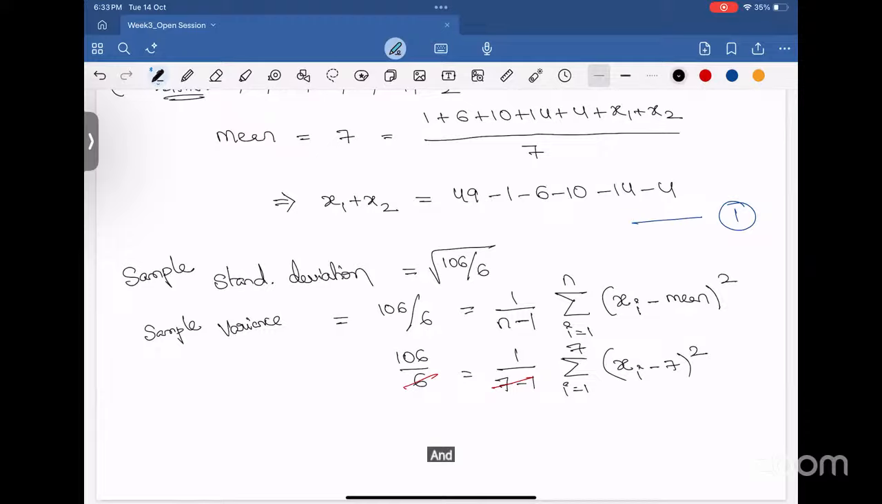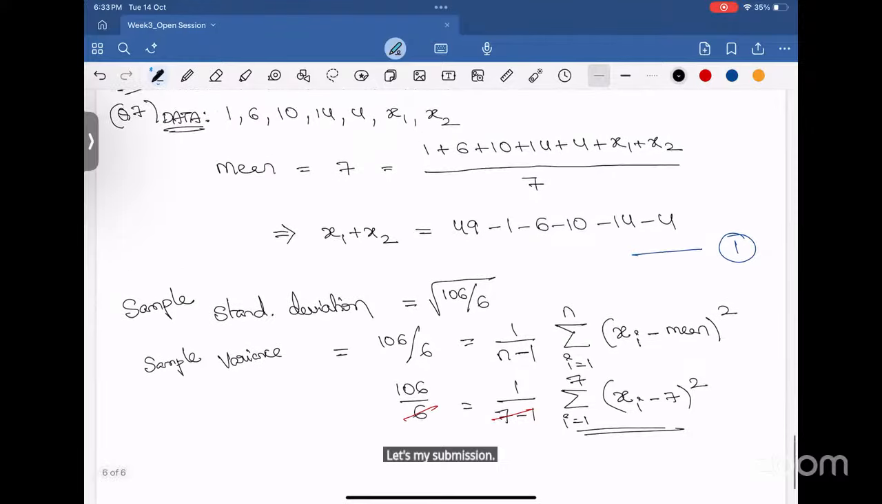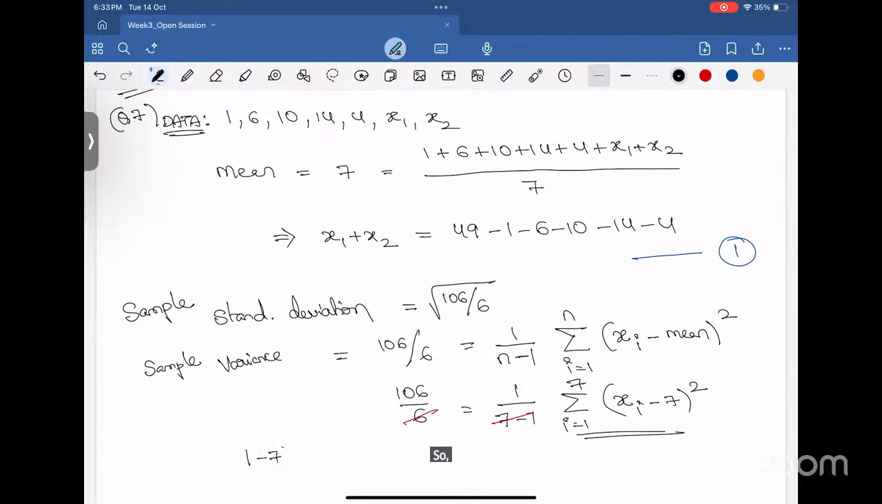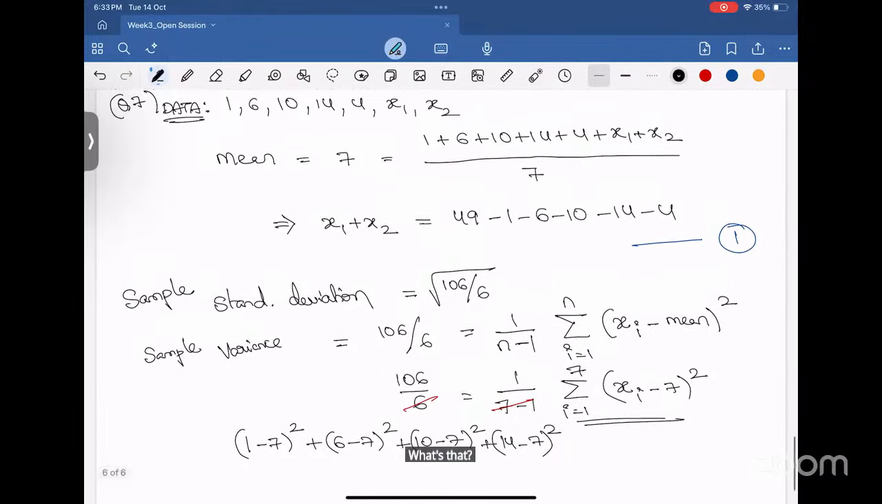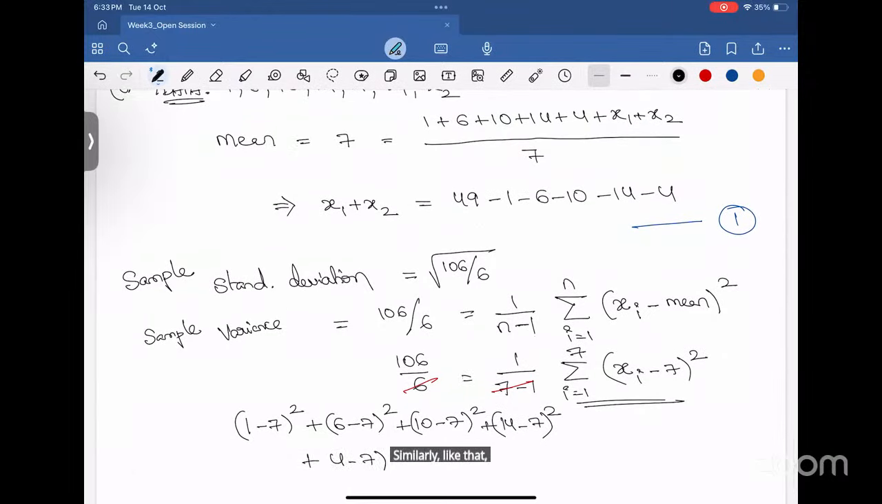If I expand this summation, the first data point is 1. So 1 minus 7 whole square plus 6 minus 7 whole square plus 10 minus 7 whole square plus 14 minus 7 whole square. Similarly, 4 minus 7 whole square plus x1 minus 7 whole square plus x2 minus 7 whole square. So all I did was expand this summation, and this is basically 106.